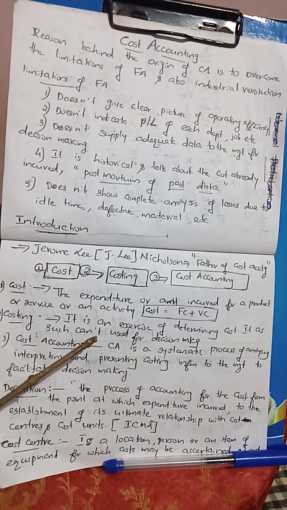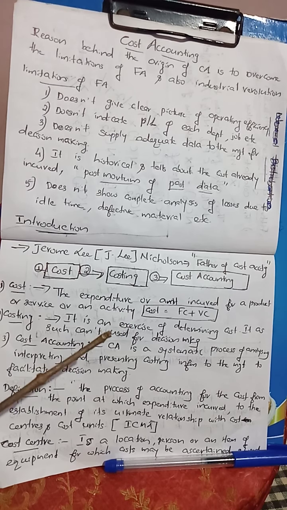So costing and the information provided through costing cannot be directly used for decision making. If you want to take a decision regarding the costing data, the information must be in the form of cost accounting. So what do you mean by cost accounting?